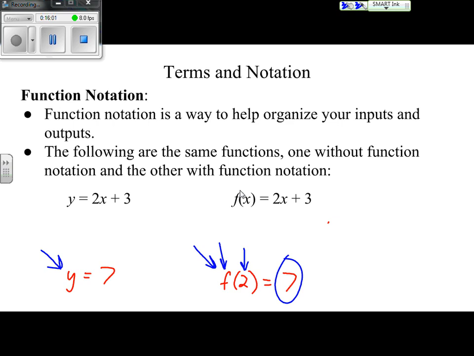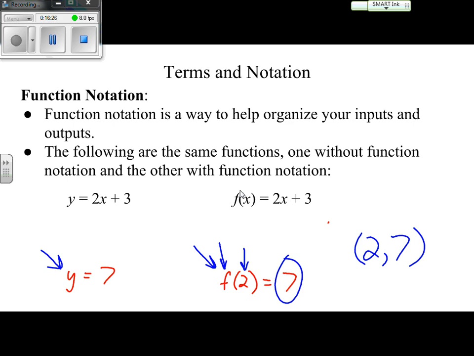And so what I essentially have is a little ordered pair. X was 2 and y was 7. And it's a way to help organize what you're doing. So you don't have to look back at the work. You just know that you have an input of 2 and an output of 7. And function notation is a more advanced notation because it helps organize our inputs and outputs, essentially keeping that input, that x value, and that output present at every step of our process.